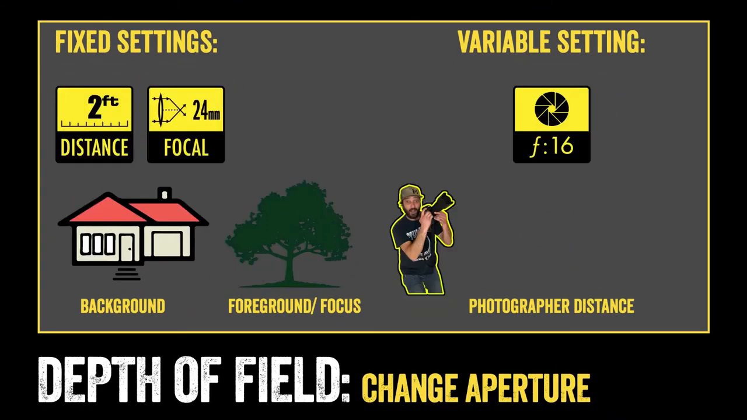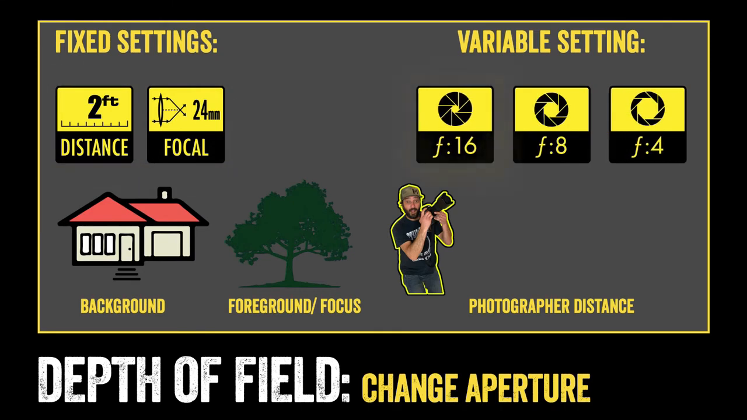In this setup, we're going to have 2 fixed settings. We're going to be about 2 feet away from our focus point. We're going to have that in 1/3 of the frame on the right or the left, and then we'll have our background taking up the other 2/3. Our focal length is going to stay fixed at 24 millimeters. So we'll shoot one shot at f16, 2 feet from our subject at 24 millimeters.